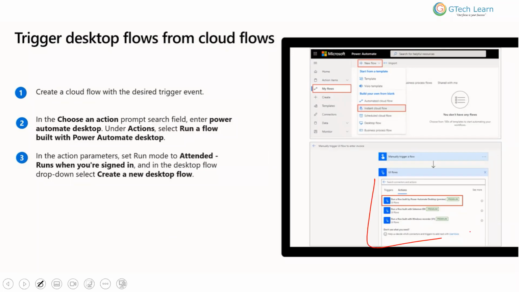Here my actions are going to be present, whether I want to run a flow built by Power Automate desktop, whether I want to run a flow with the specific IDE process, or whether I want to run a flow built on the Windows recorder. So in both situations, options are going to be available. We need to select the first option there, and then we need to call out the flow which we want to run, as well as the machine itself where I want to run that flow.